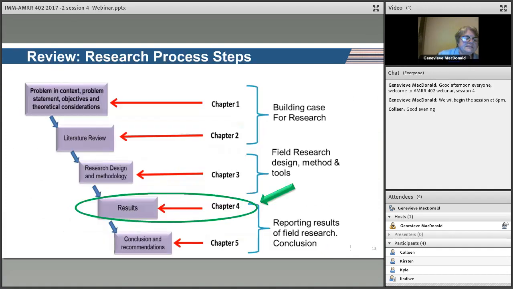Now for the next step, where we'll actually look at chapter 4, which is reporting your results of the field research. To what extent have you already started with the field research? Are you on schedule? Are you struggling still with chapter 3? There's not much time left, and the field research actually takes some time.